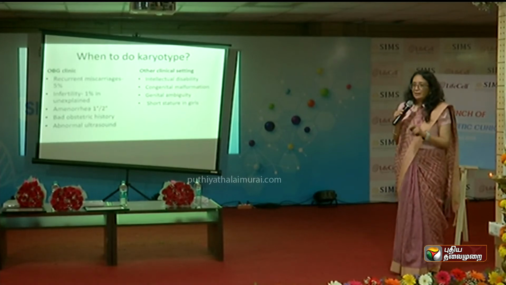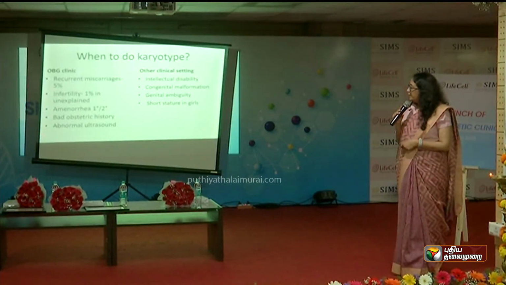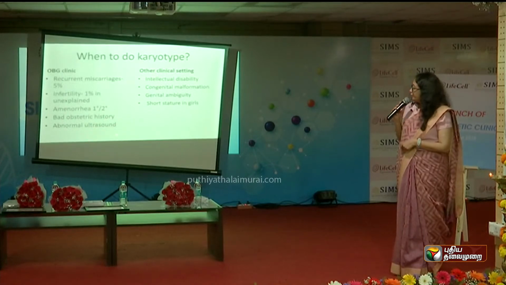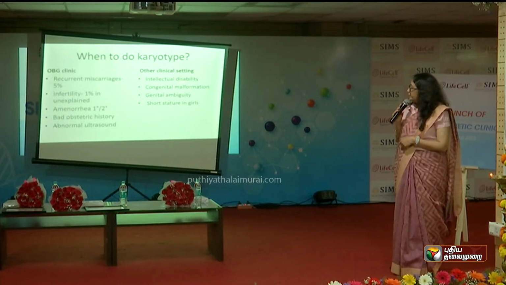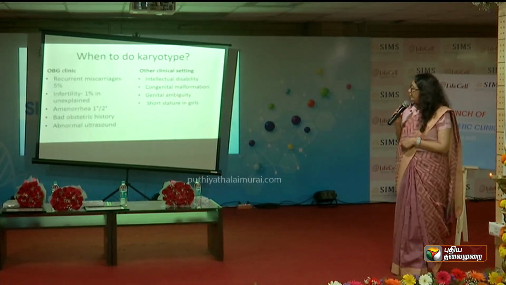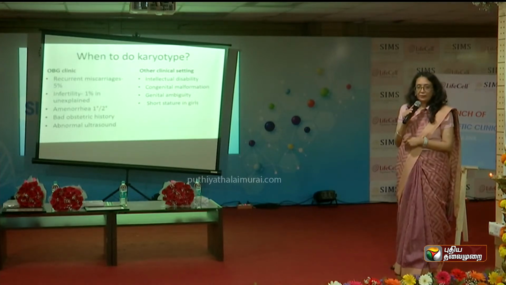Next slide. So then, when should we do a karyotype? Karyotype should be done in an OBG clinic whenever any couple is coming with recurrent miscarriages, whenever there is unexplained infertility, amenorrhea in a lady, or premature ovarian failure, any bad obstetric history, and even abnormal ultrasound finding. And even in other clinical settings like neurology or pediatrics, if any patient presents with intellectual disability, congenital malformation, genital ambiguity, and even short stature in girls, all these are indications of doing a karyotype.